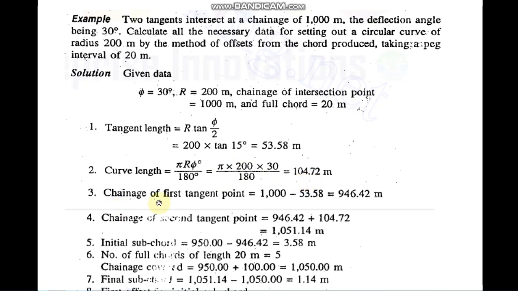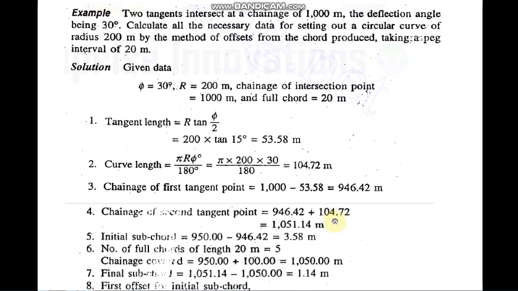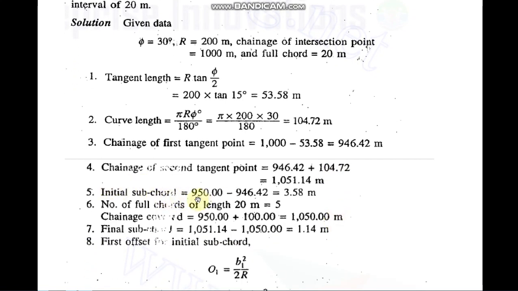Chainage of first tangent point: as we said, the formula is chainage at intersection point, which is 1000 given, minus tangent length. Tangent length is 53.58. So we have got the chainage of first tangent point. Chainage of second tangent point: the formula is chainage of first tangent point, this 946.42, plus curve length 104.72.